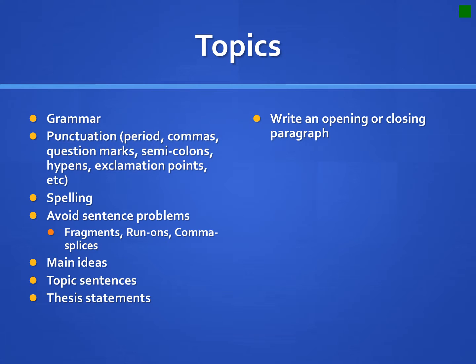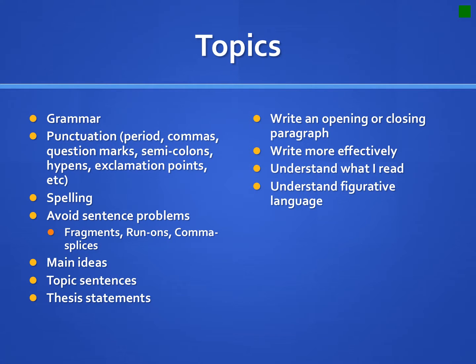Think about some areas that you personally would like to improve in. Select three. You may want to write an effective opening, or you may want to write an effective closing paragraph. You may want to write better body paragraphs. You may want to write more effectively as a whole. You may want to increase your reading comprehension skills. You may want to understand figurative language or be able to identify figurative languages when reading.